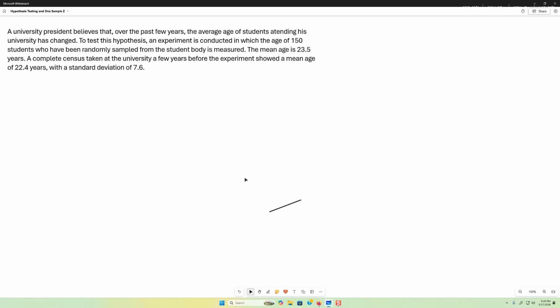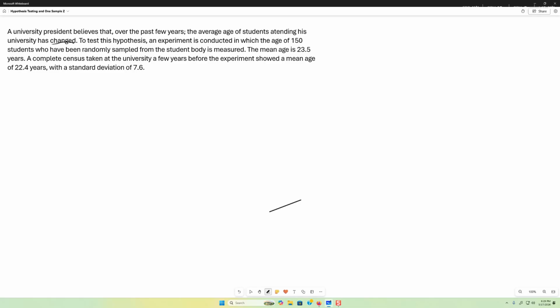The university president believes that over the past few years, the average age of students attending his university has changed. So that's a keyword here, changed, right? That's important because there's no directional term here. Change means either plus or minus, increase or decrease. So right away, that's two-tailed. A two-tailed or non-directional test.